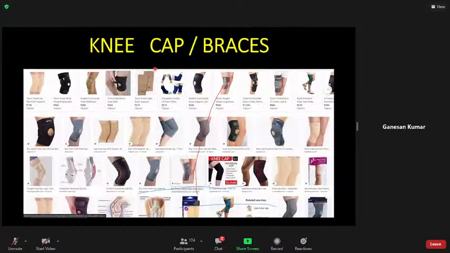Knee caps and braces are available. There is no proper or good evidence for the effect of a knee cap. I generally don't recommend knee caps for patients with OA. The only thing they give is a feel of something holding onto the knee. But what this will do is it will avoid the proprioception for the muscles to recruit, and that will not help them in getting the work done.